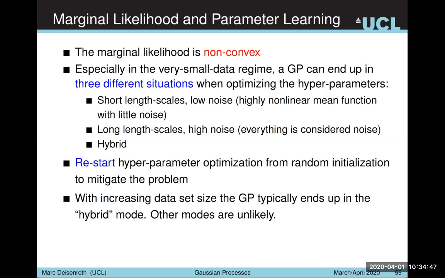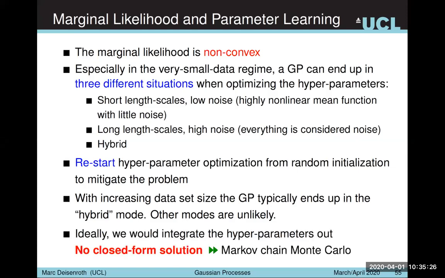But if you look at the marginal likelihood surface as a function of the data set size, and you increase the data set size, then maybe two of these local optima disappear, and you end up with one explanation of the data. So the more data you have, the more peaked the posterior distribution over the hyperparameters is, or the more unique the optimum of the marginal likelihood surface.